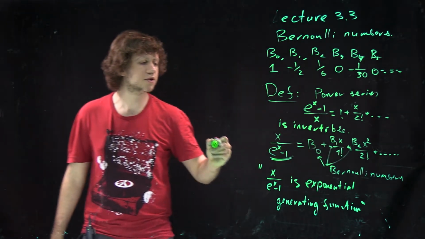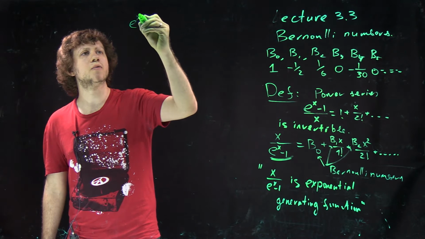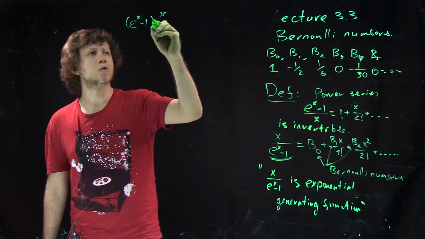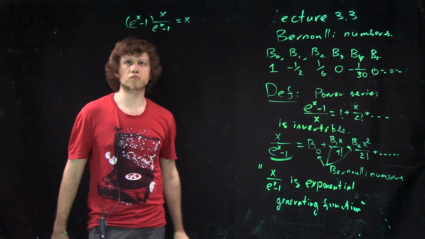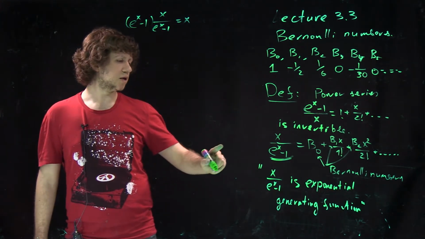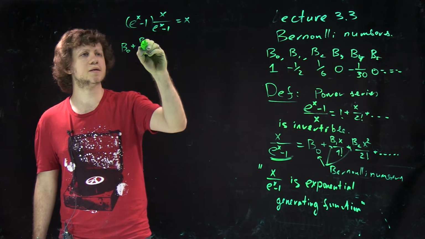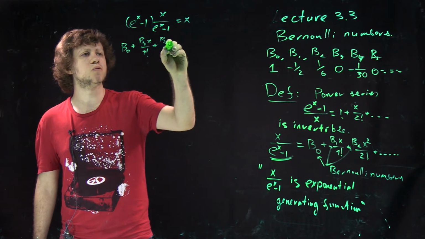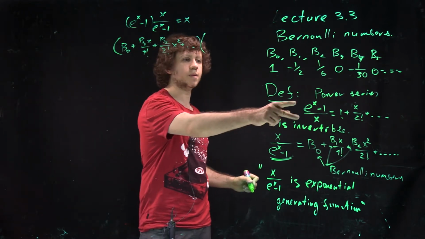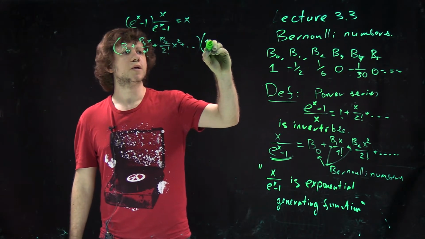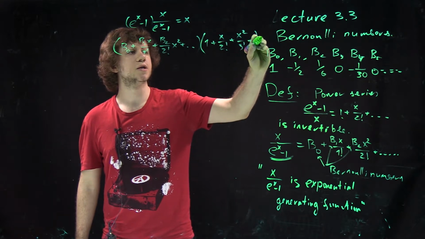Okay, so this is a definition, and one can easily compute the first few terms, and even write down some formula for them. Let's prove something about Bernoulli numbers. If you take this and multiply by e^x - 1, you know that (e^x - 1) times x/(e^x - 1) equals x. So if you take b0 + b1 x/1! + b2 x^2/2! + and so on, and multiply it by (e^x - 1)/x, that is 1 + x/2! + x^2/3!, you know that you will get 1.